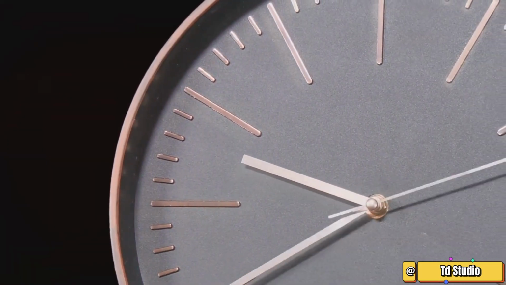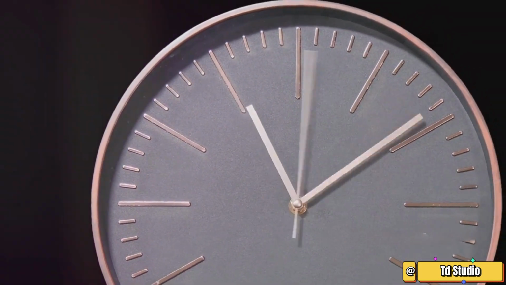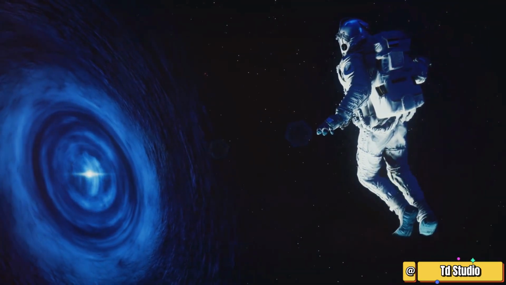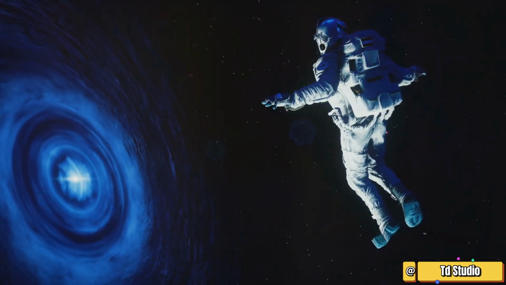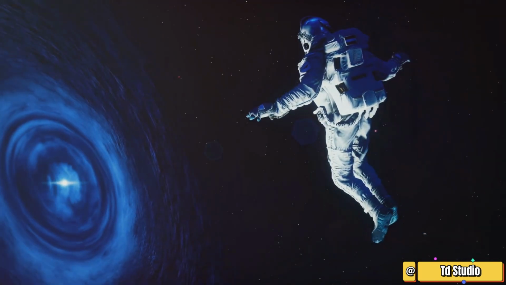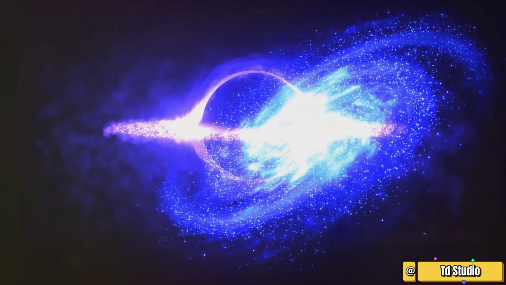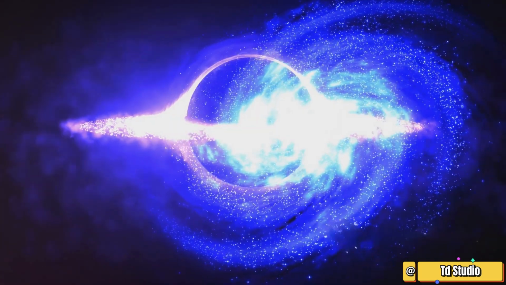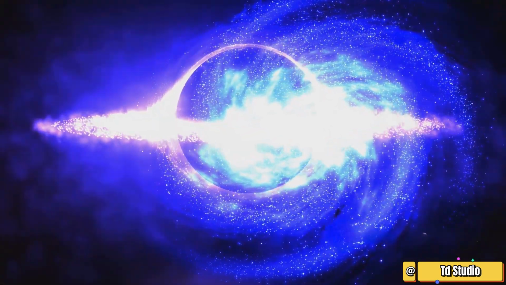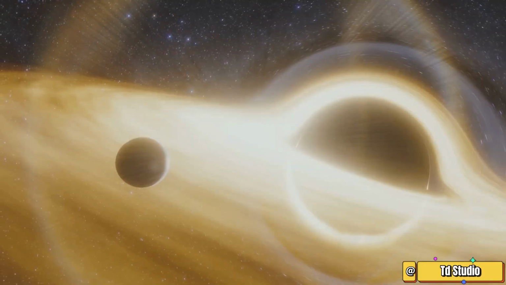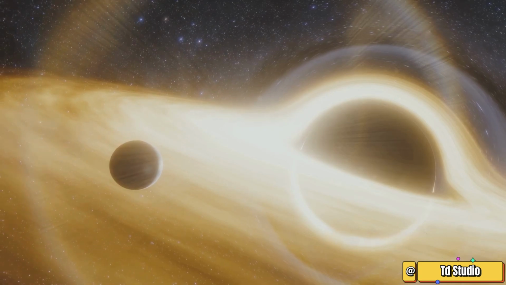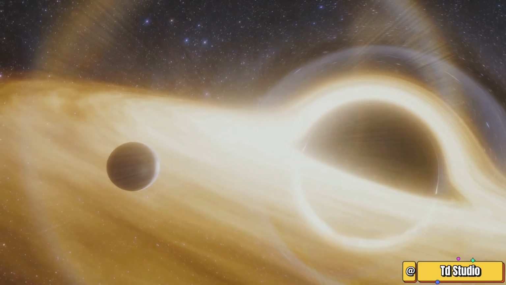Time dilation means that time flows slower in stronger gravitational fields, a concept that challenges our everyday experiences. Near a black hole where gravity is incredibly intense, time slows down significantly, almost coming to a standstill. This might sound like science fiction, but it is a real consequence of Einstein's theory of general relativity, which revolutionized our understanding of gravity.